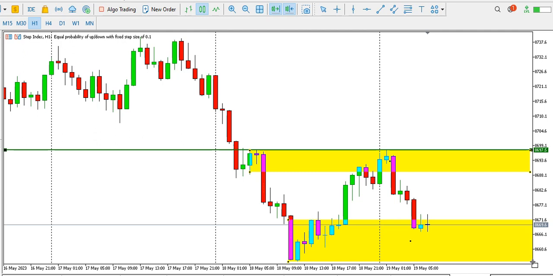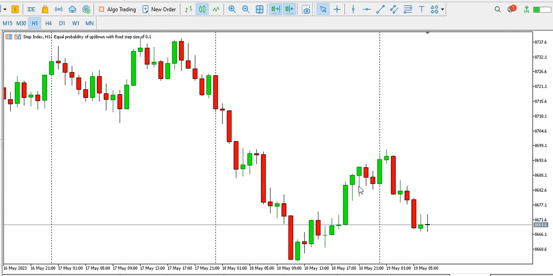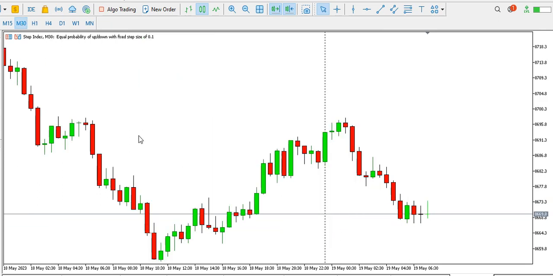Okay, a break below that order block will send price further down, but a rise from that other block will give us a double bottom. Okay, but that will unfold as time goes on.